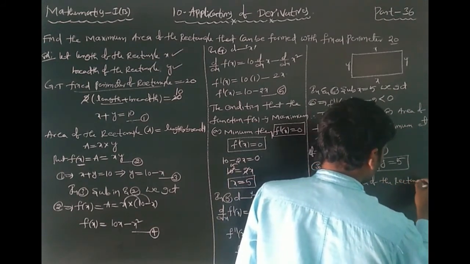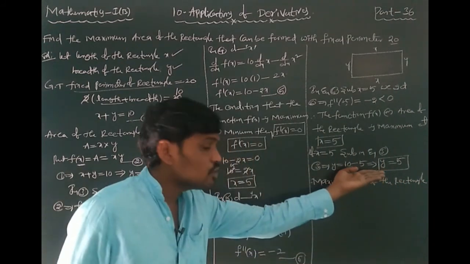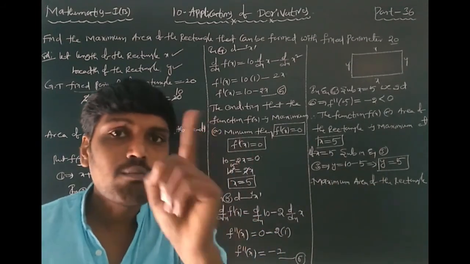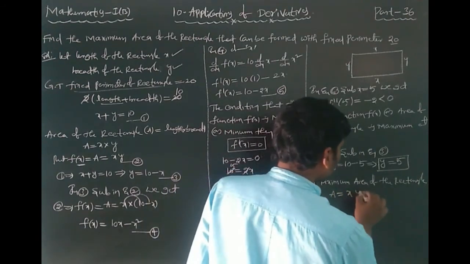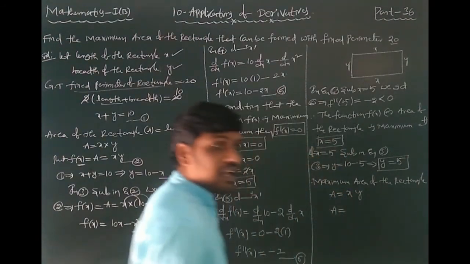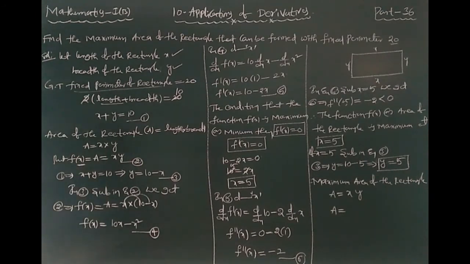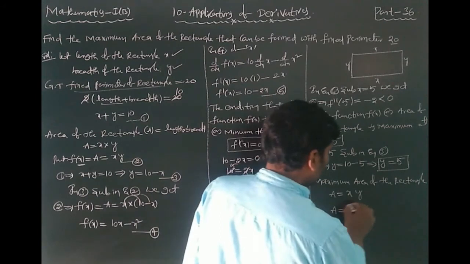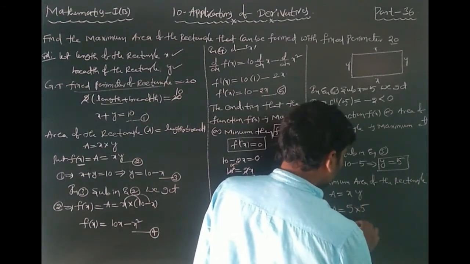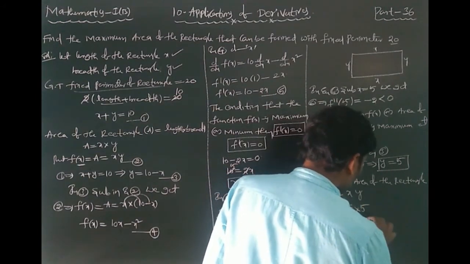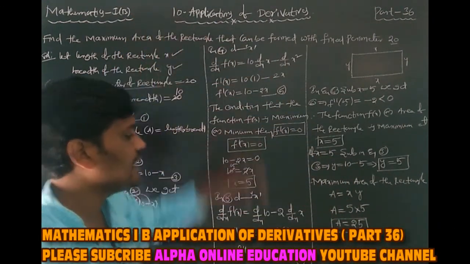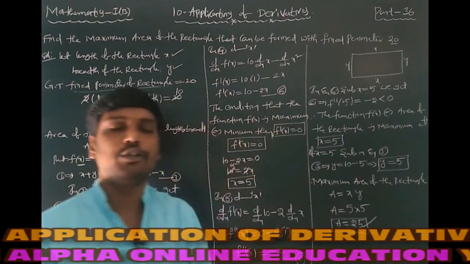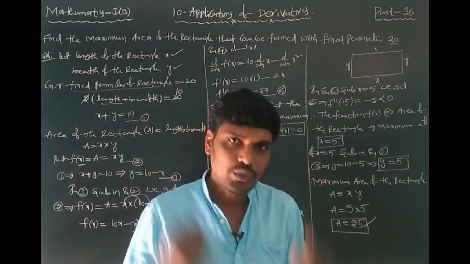Therefore, the maximum area of the rectangle. Here we can find it this way, whether it is 6 marks or 1 mark, you must find the maximum area of the rectangle. A is equal to x into y. Here A is the area of the rectangle. What is the value of x? 5. What is the value of y? 5. Then A is equal to 25. Therefore, the maximum area of this rectangle is 25 square units. You must write units, that is, square units.